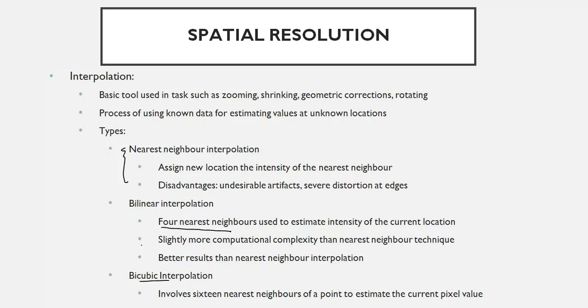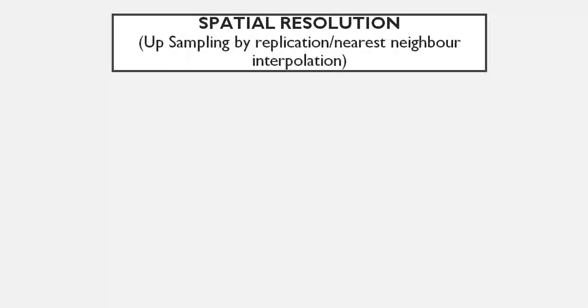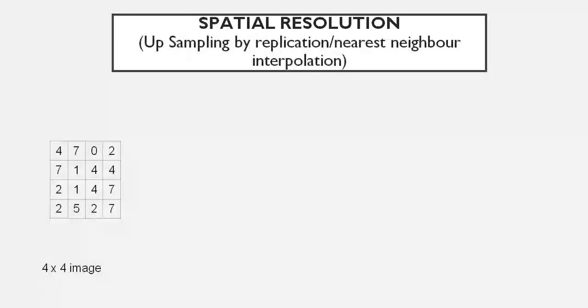Bilinear interpolation is better than the nearest neighbor, but the complexity increases because now we are taking into consideration four nearest neighbors. Bicubic interpolation results are much better than bilinear and nearest neighbor, but it involves complex calculations. So let us see nearest neighbor interpolation.